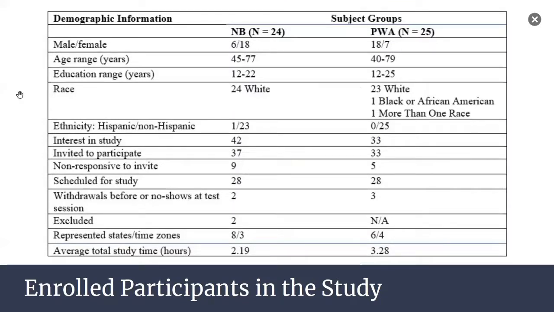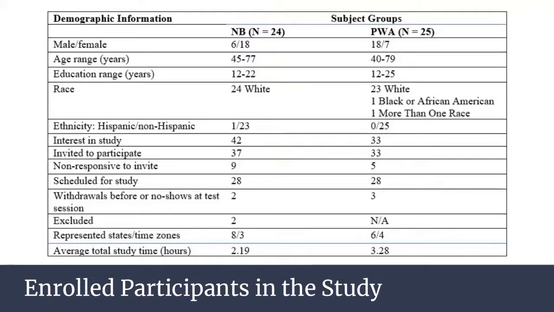Here is a breakdown of the interest in and enrolled participants into the study. 75 people registered their interest within around 3 months of recruitment via email and phone. 70 were invited to participate, and we ultimately enrolled 56. And of those 56, 14 did not respond to invitations to schedule their sessions, including 9 from the NB group and 5 from the Persons with Aphasia group. And once scheduled, 5 did not ultimately attend their first scheduled session, including 1 no-show and 4 withdrawals from the study altogether.